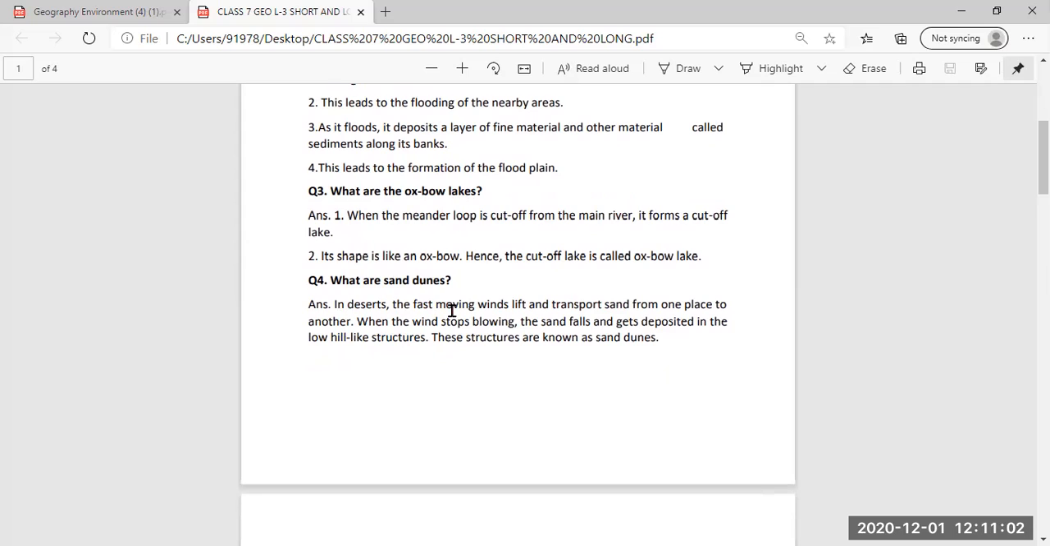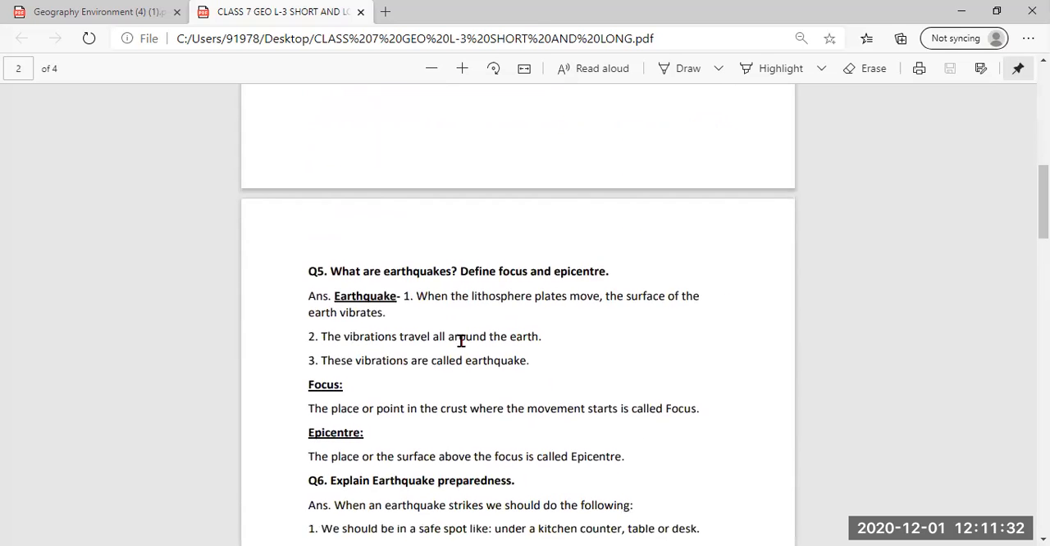Then what are sand dunes? In the desert, fast moving winds lift and transport sand from one place to another. When the wind stops blowing, the sand falls and gets deposited in low hill-like structures. And these low hill-like structures are known as sand dunes. This we have read and understood in the topic work of wind.